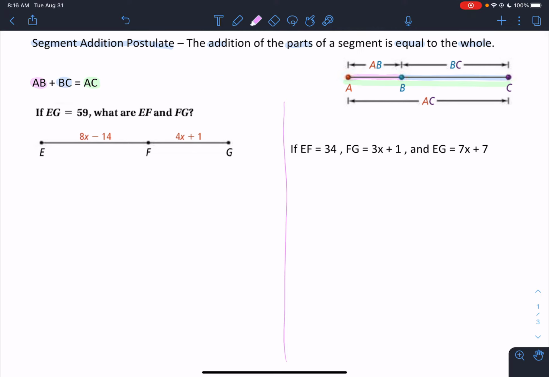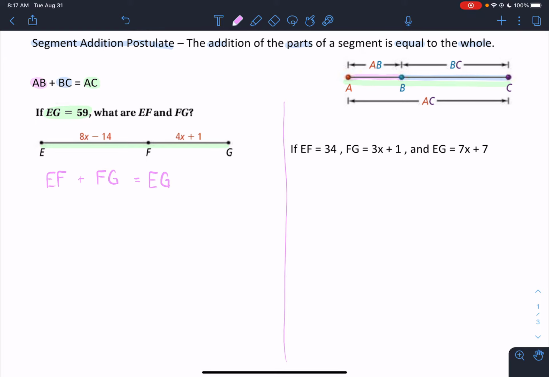And I think the important thing for us to figure out, when I'm given a bunch of different parts, is figuring out which is the whole entire amount. So this entire length here from E all the way to G, that's going to end up being this 59 right here. So when I write it, I want to write it with letters first. So I'm going to put my whole amount, the biggest piece, EG, by itself, because I'm going to add the pieces together to equal that. On the other side, I then have each piece. So EF plus FG equals EG.